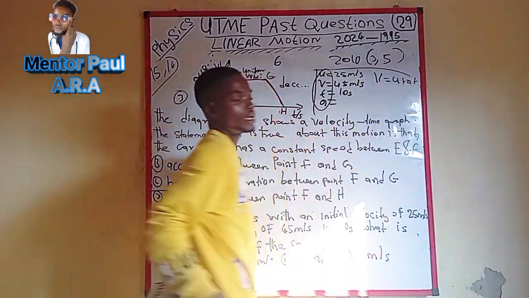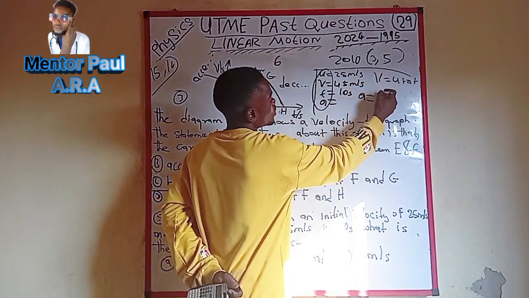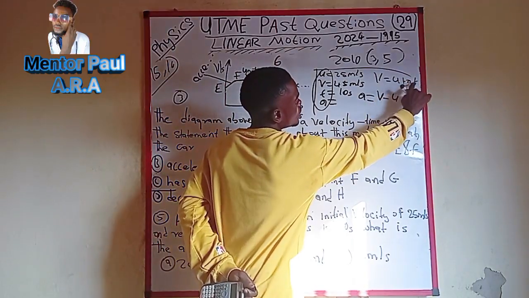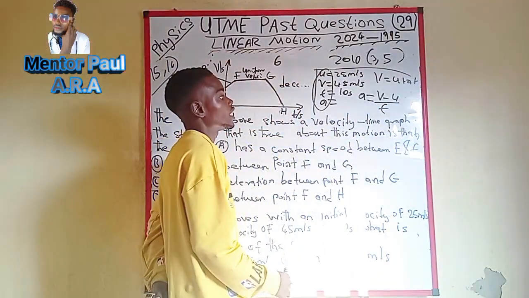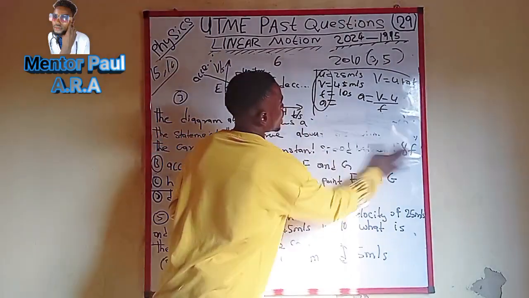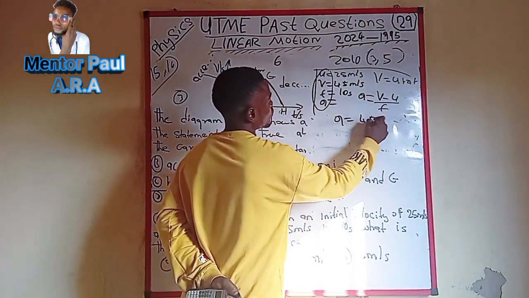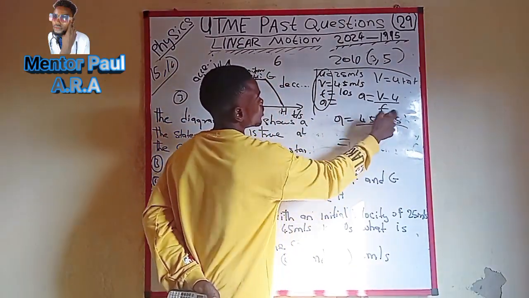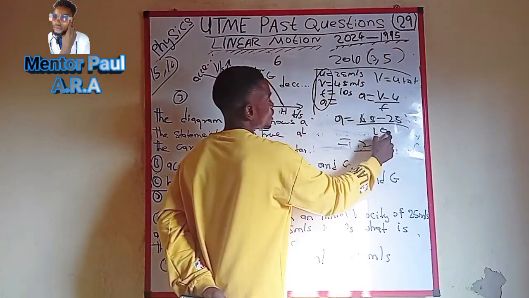There is no space here, so I'm going to make a the subject of the formula. If u crosses, I'm going to have minus u. And since t is the coefficient of a, which is what I'm looking for, I'm going to divide by t. So a equals v, the final velocity, which is 45, minus initial velocity, which is 25, over time, which is 10, equals 45 minus 25, which is 20, all over 10.